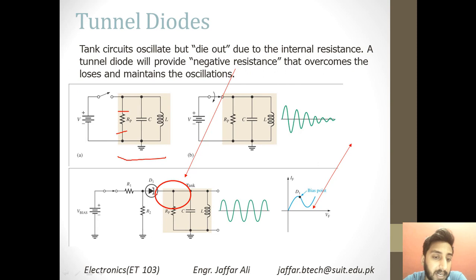You see that we have placed a tunnel diode over here. This is a diagram of the tunnel diode. We have put the tunnel diode in the circuit before the tank circuit. This is the tank circuit. You see that this is mentioned over a tank circuit, and you have placed some diode in front of the tank circuit to prevent the loss or the decrease in the oscillations.